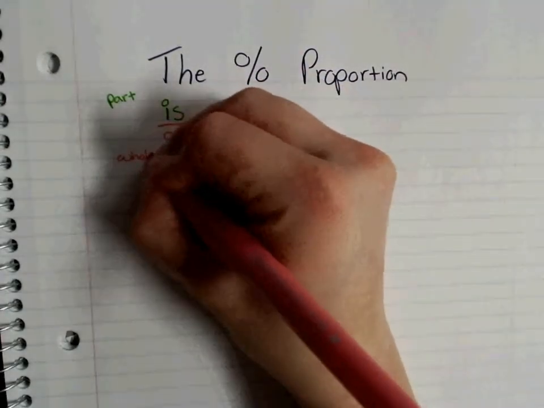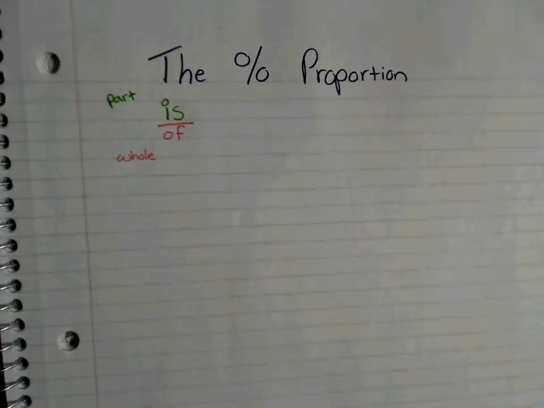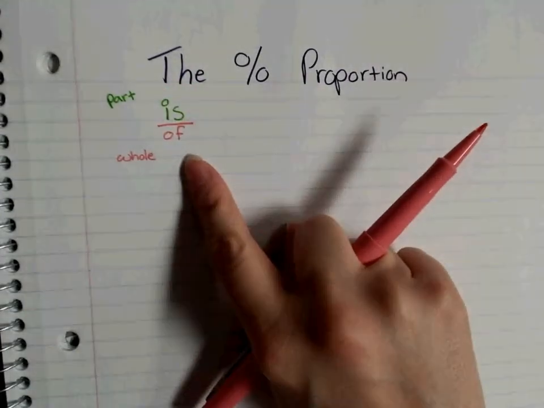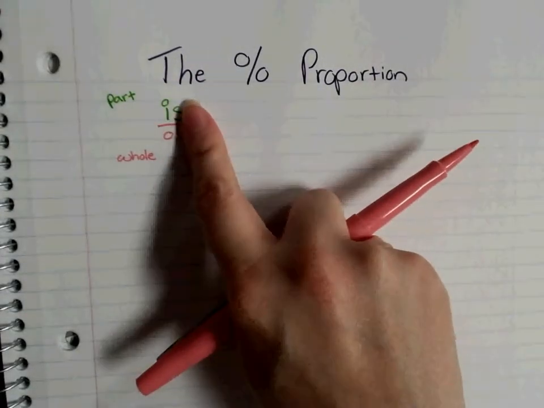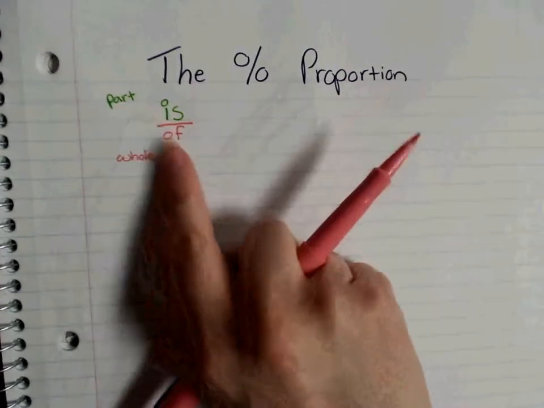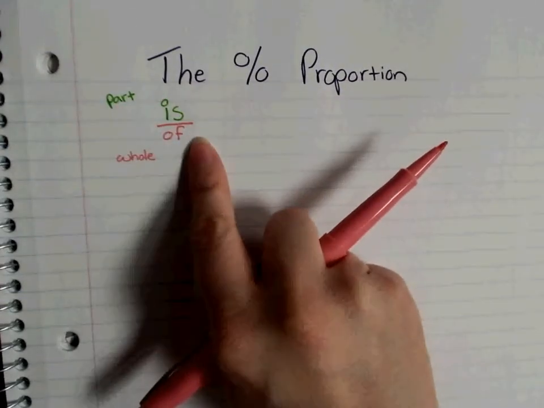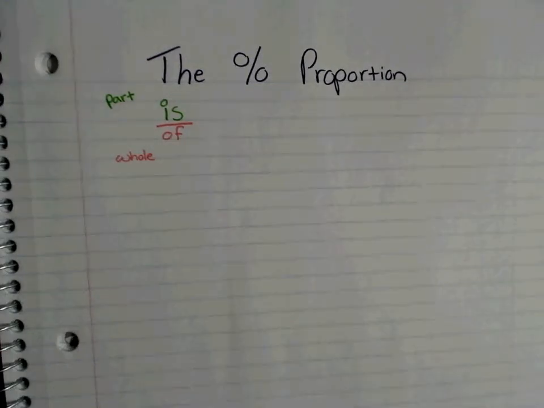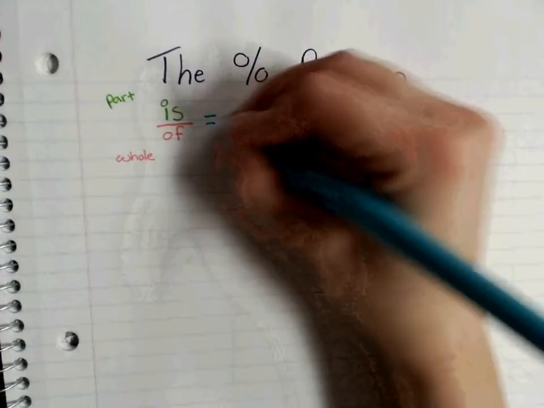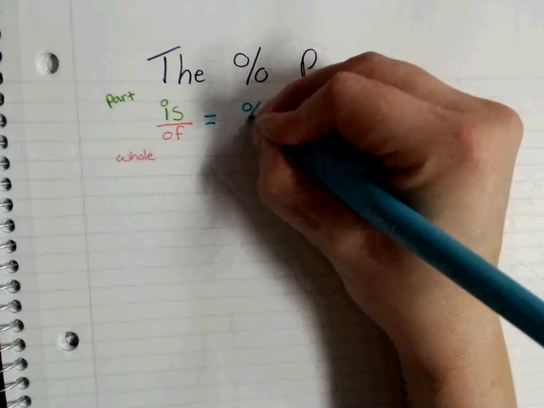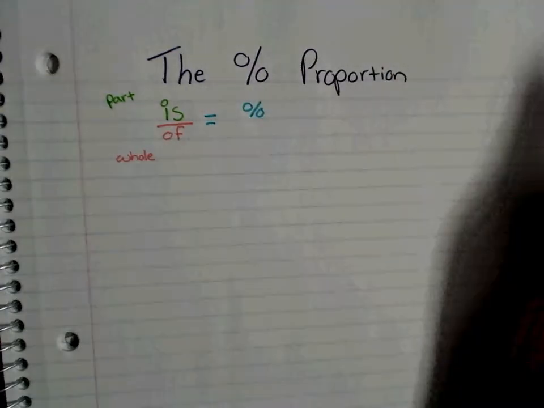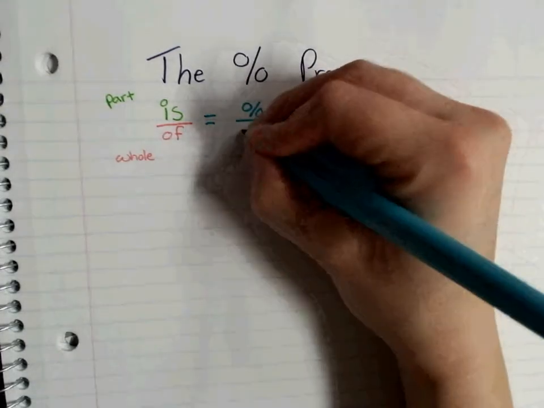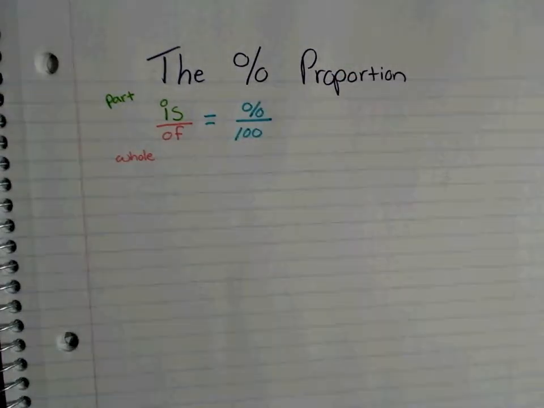So if you've got 5 purples out of 25 Skittles, then it would be 5 over 25, because 5 is how many purples you have, the part, out of 25, which is the whole of the bag. Okay? And we want to know, well, what percent is that? So we set it equal to the percent, which we don't know. Usually we'll call it P if it's missing, out of 100, because a percent is out of 100.